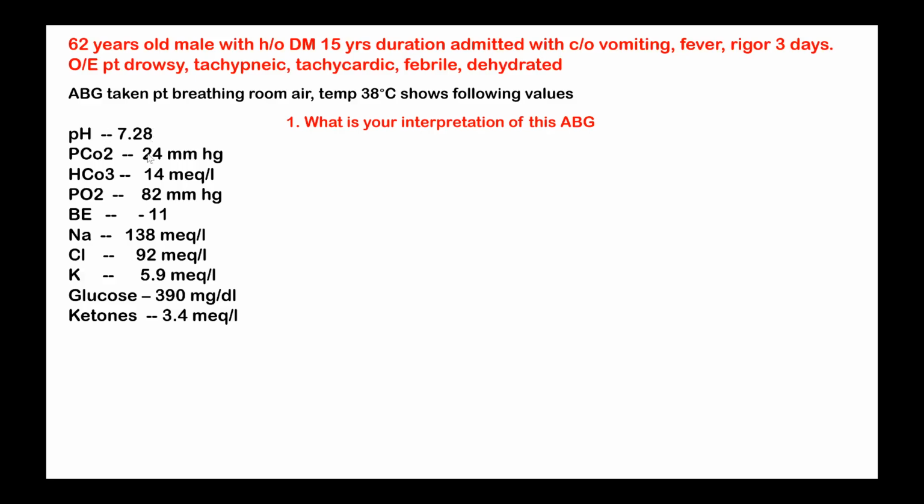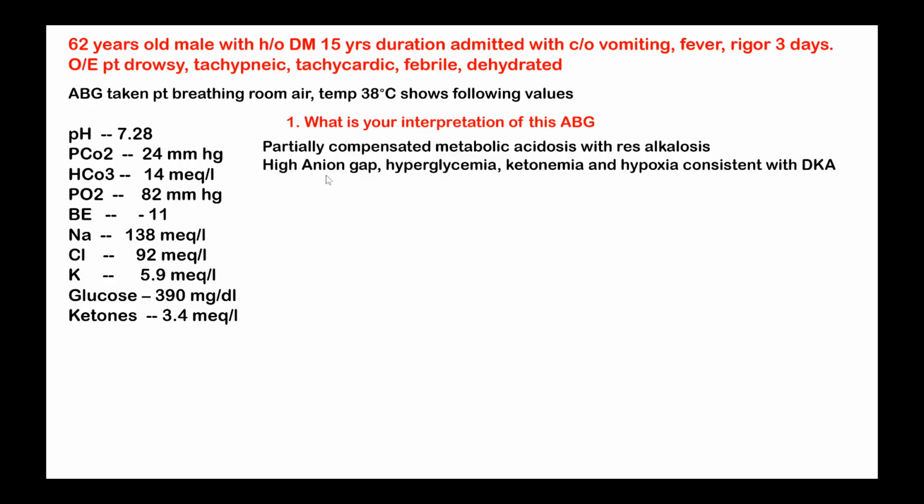Always start from the pH, go to PCO2, then bicarbonate. Is the pH alkaline or acidic? Acidic pH, yes sir. PCO2, is it normal or low? Low, sir. Bicarb 14, is it low or not? Low, sir. So partially compensated metabolic acidosis with respiratory alkalosis, high anion gap, hyperglycemia, ketonemia, hypoxia, consistent with diabetic ketoacidosis. This is the full interpretation.